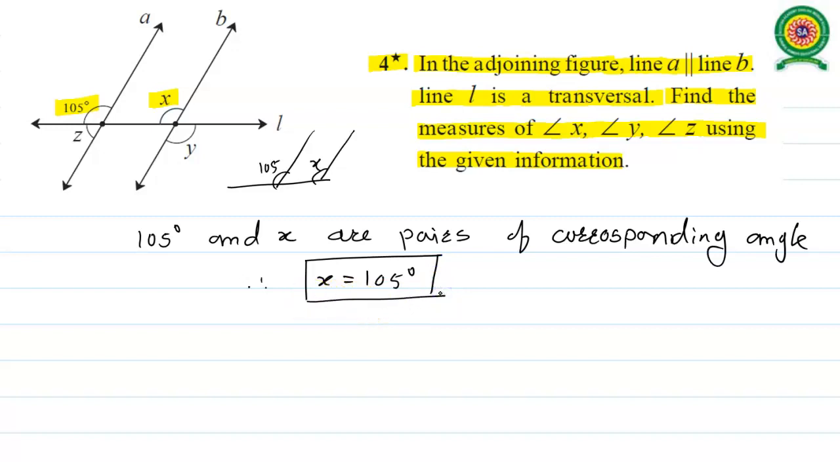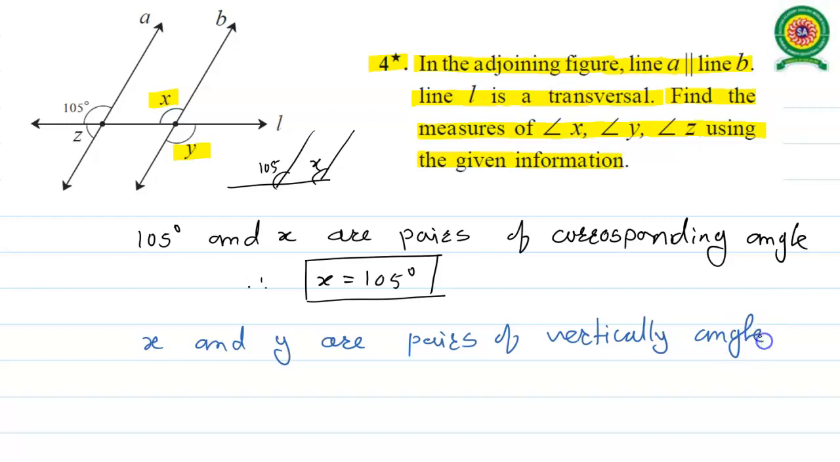Now look at the Y angle. Y is exactly vertically opposite to X. So I am writing here: X and Y are pairs of vertically opposite angles, and vertically opposite angles are congruent. We are writing here X equals Y. We have X value as 105 degree, so we get Y value as again 105 degree.